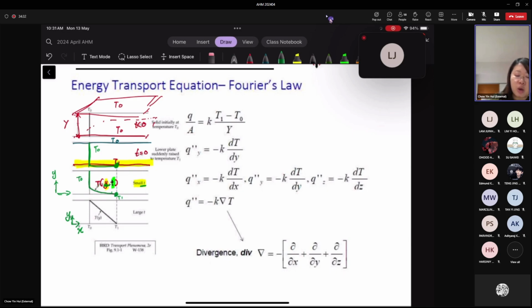But when the time is sufficiently long, the temperature and thermal energy transfer go more deeply into the solid.